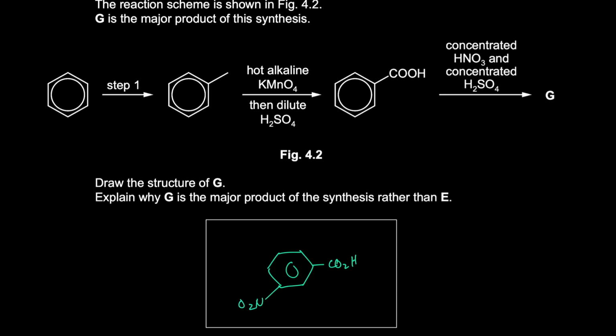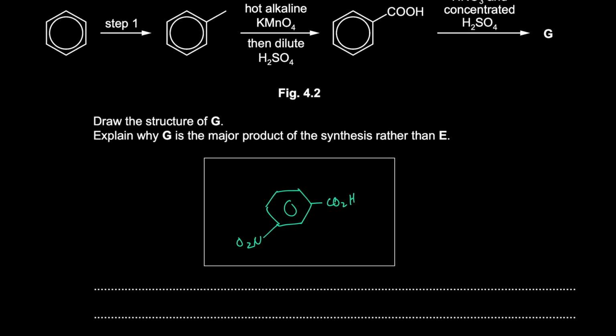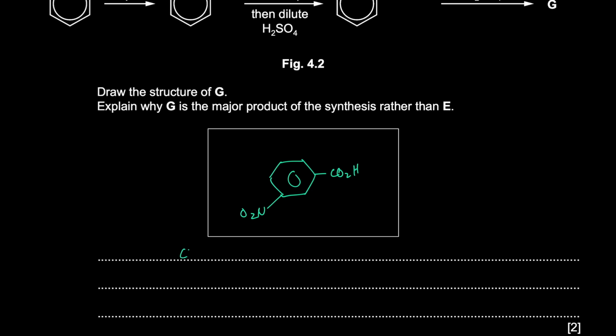Generally speaking, you should know that electron withdrawing groups are 3 directing. So here we can say that the CO2H group is electron withdrawing. There are some exceptions to this. The only exception that you learn about is chlorobenzene. That's 2,4 directing, but it's also deactivating. But usually deactivating groups, which make the benzene ring less reactive, are 3 directing. So the CO2H is an electron withdrawing, 3 directing group.